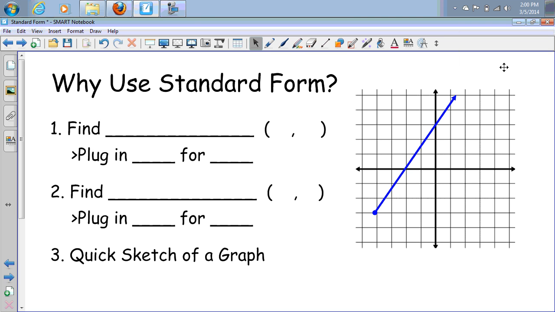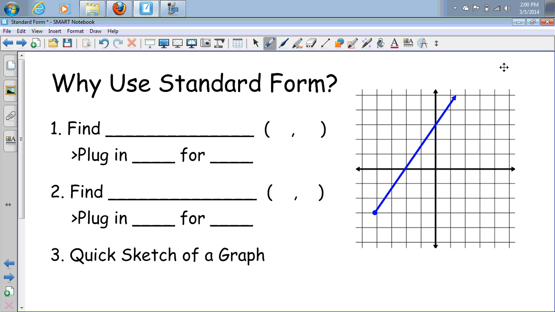Okay, this is part 2 of our video on standard form. We're going to talk about why we use standard form. In our last video, we talked about how we can go back and forth between standard form and slope-intercept form. But now let's talk about what the purpose of it is. Why would we even use it?